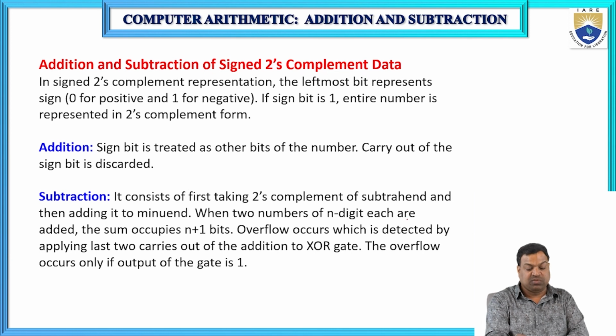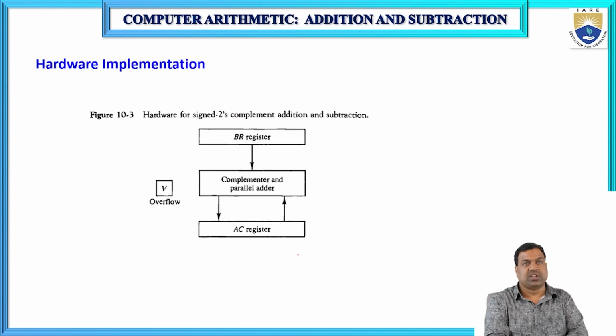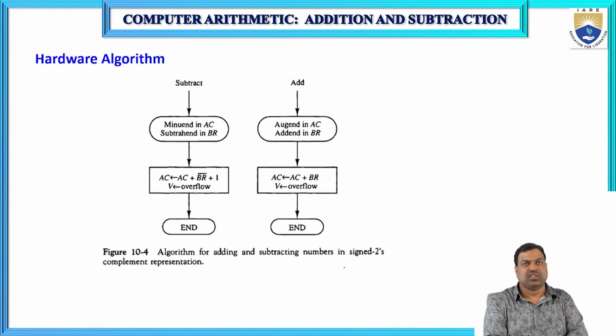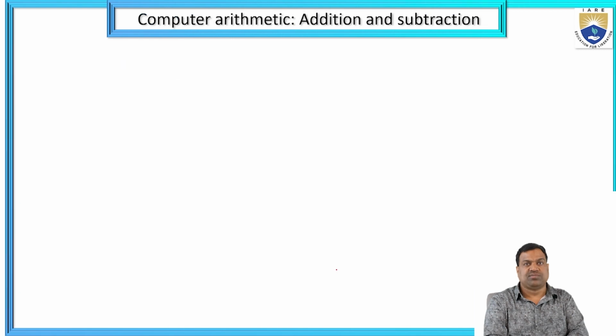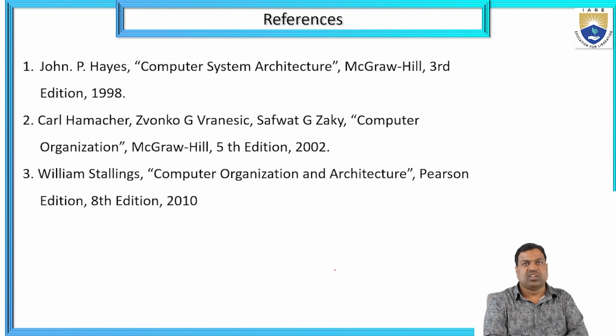So addition and subtraction with 2's complement. After performing the ones complement, we add 1 at the LSB. That is the subtraction, that is the 2's complement. It is a BR register, a complementer, a parallel adder, and an AC register. When adding 1 to the ones complement, it is a hardware implementation. It is the subtracting and addition flowchart. Okay, these are the references.